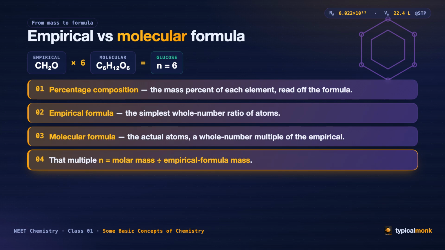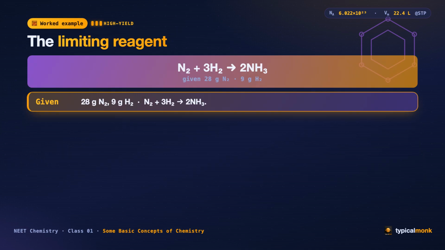But the molar mass of glucose is 180. 180 divided by 30 is 6. So the molecular formula is 6 times the empirical formula, C6H12O6. The skeleton multiplied by 6 becomes the real molecule. Time to solve a full NEET numerical together, slowly, the monk's way.